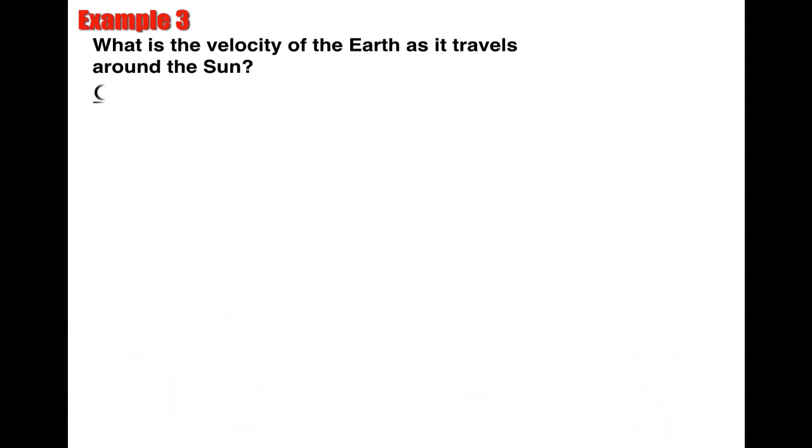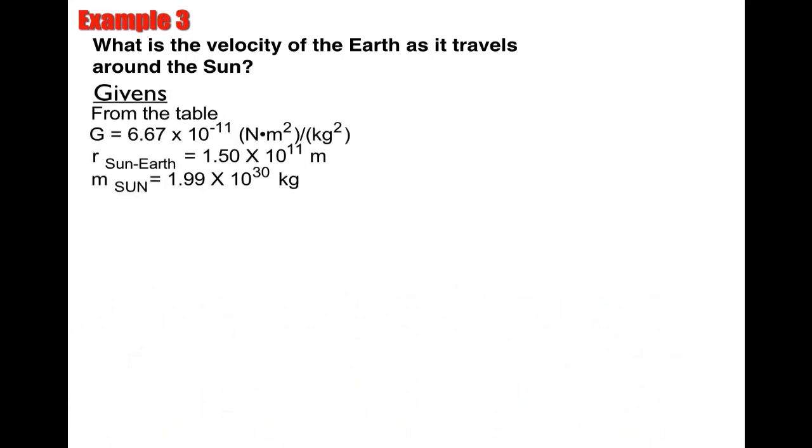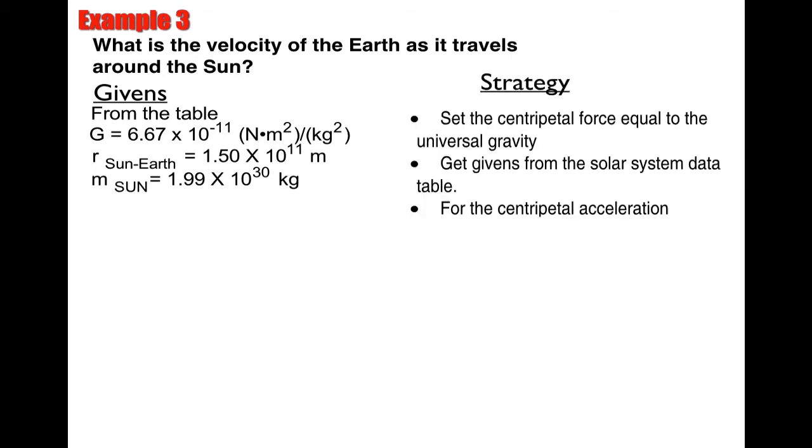So here's the list of givens that I know so far. I've got my universal gravitational constant and the radius, which is the orbital distance between the center of the Sun and the center of the Earth, and the mass of the Sun. And this is going to be the strategy.